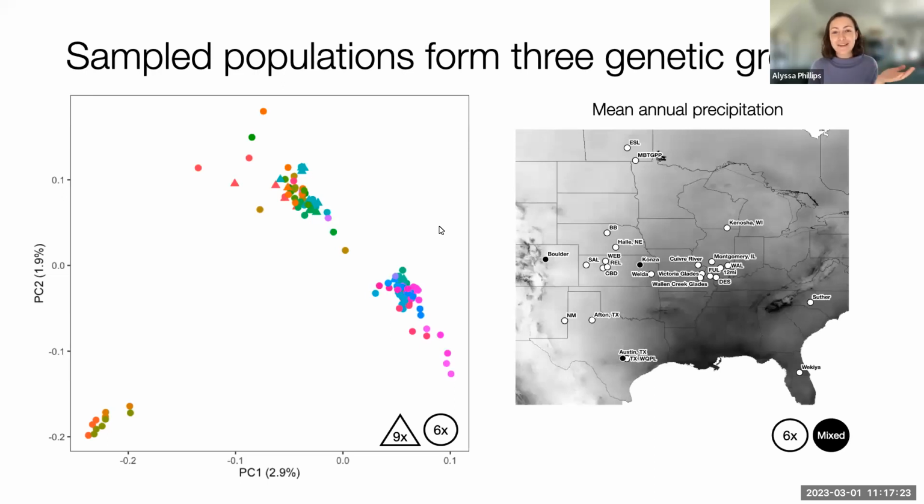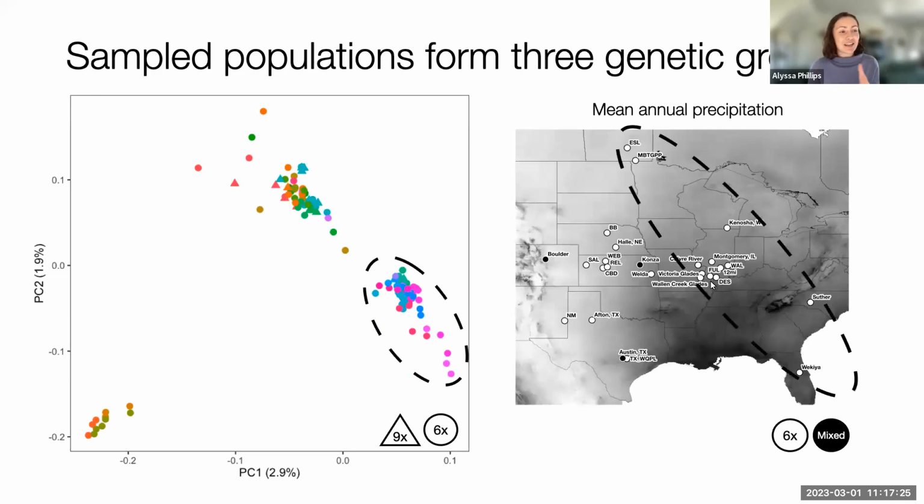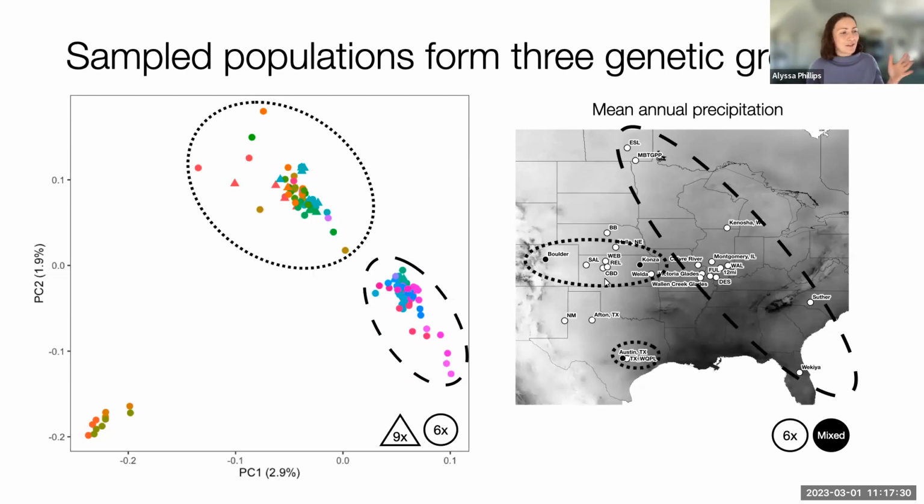But if we look on a map, what we see is that this cluster here is roughly all of these eastern populations, while we have this western group of populations, and then these 3 populations that pull out separately. Our 9X individuals are triangles here, and you can see they all fall into the same region. So that's the region we're going to be focusing on to answer the question of how many times the 9X population originated. It's just looking within this western region.